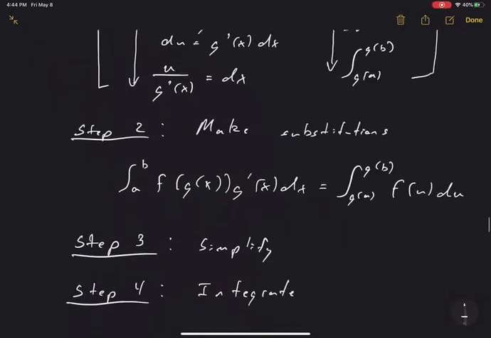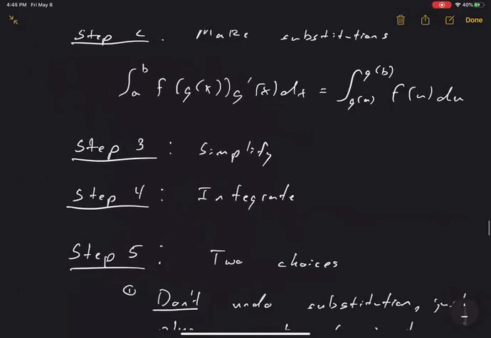The next step is to make the substitution. So I make my substitutions everywhere. I replace g of x with u, I replace dx with du over g prime of x, and I replace my bounds a and b as well. And I get the integral from g of a to g of b of f of u du. Steps 3 and 4 are the same as in the case for the indefinite integral. We simplify and then we integrate in terms of u.